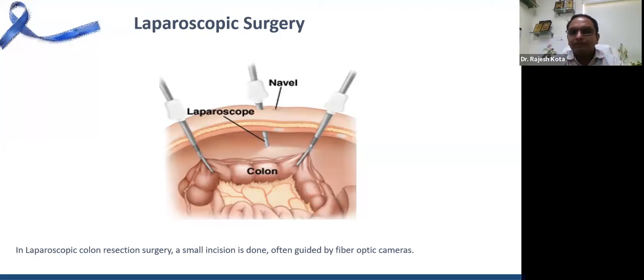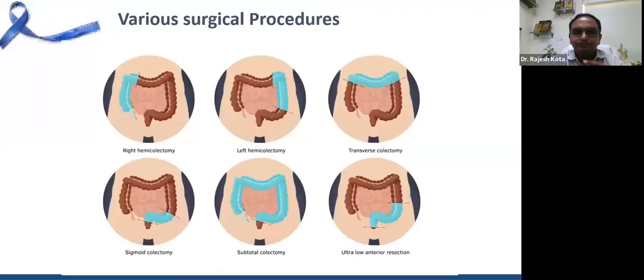So what is the advantage of laparoscopic surgeries over traditional cancer surgeries? The time for recovery is very, very short. Because we are not opening up the entire abdomen, the incision is very small. So that makes the patient ambulatory or mobile immediately after surgery, and that will help in recovery more quickly. So depending upon the site of the cancer, they'll remove the appropriate anatomical part of the colon.